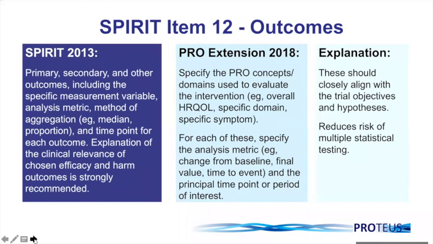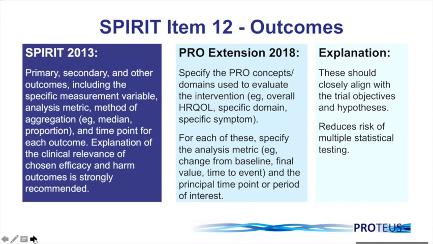SPIRIT item 12 is focused on outcomes. Now, SPIRIT 2013 stated that the primary, secondary and other outcomes, including the specific measurement variable, analysis metric and method of aggregation and time point, should be stated for each outcome. The PRO extension states that you should specify the PRO concepts and domains used to evaluate the intervention. So, for example, the overall quality of health-related quality of life, a specific domain such as physical functioning, or a specific symptom. For each of these, you should specify the analysis metric.